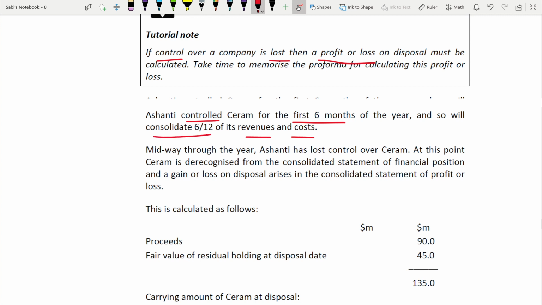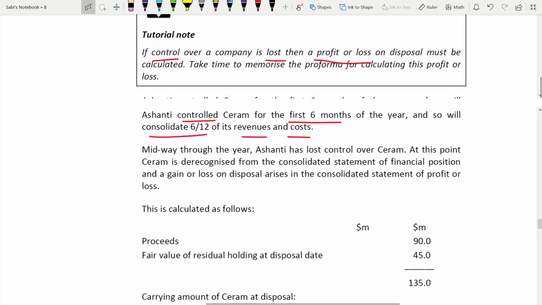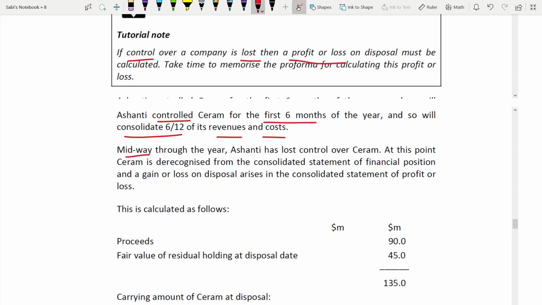Okay, next, midway through the year Ashanti lost control. Who lost control? Ashanti lost control over the company. At this point, it is de-recognized from the consolidated statement of financial position.